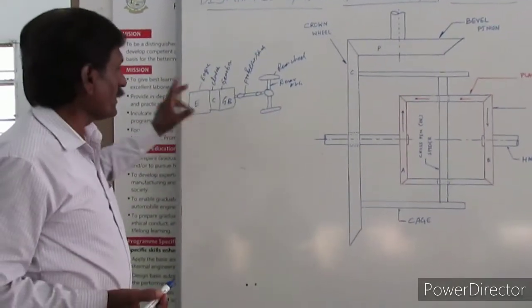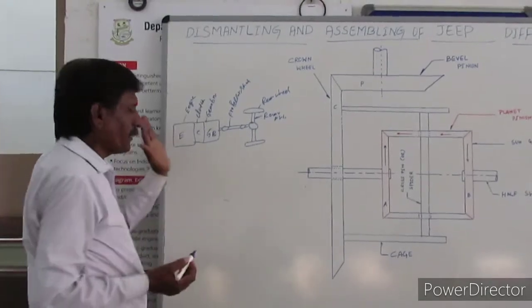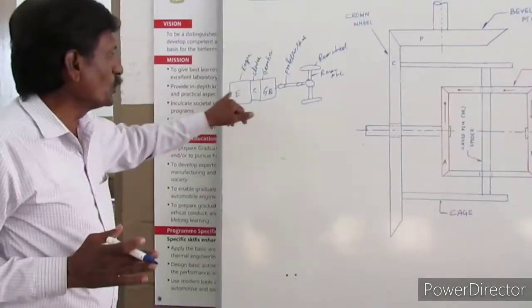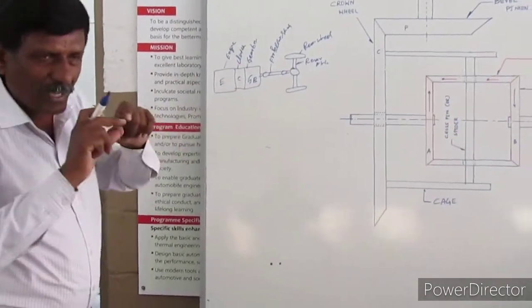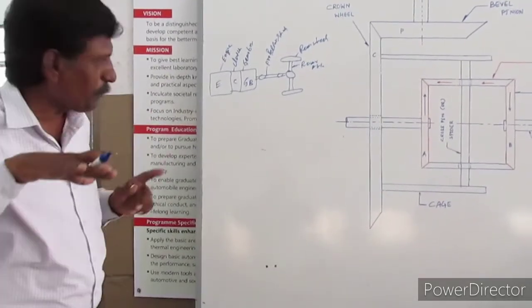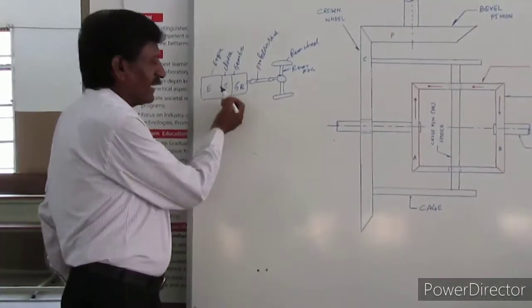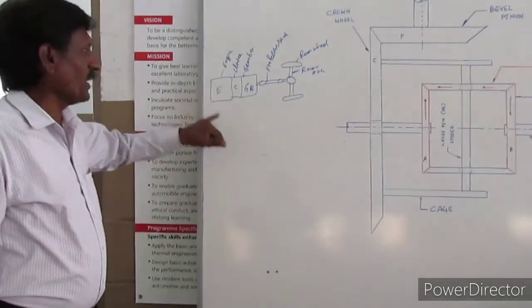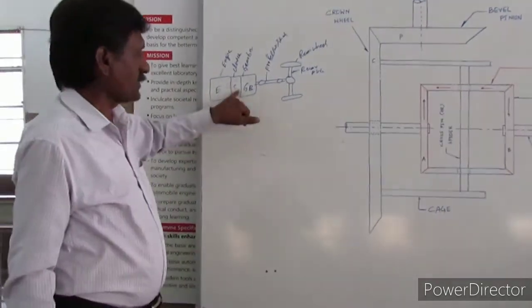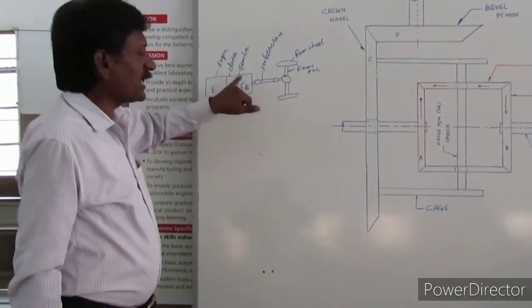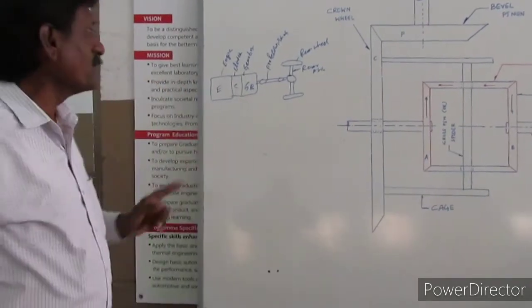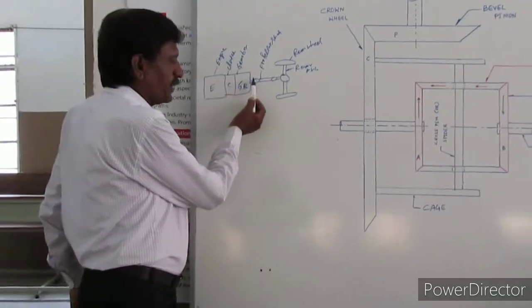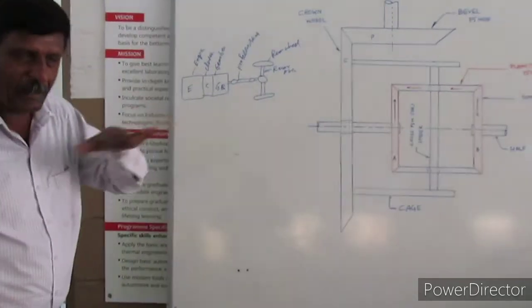In this case, to transmit the power from the engine to the clutch, these two shafts, the driving and driven shaft, are parallel to each other, that is, they are in the same plane, so we are using a clutch. Because of friction between the clutch plate and the flywheel, the power is transmitted from the engine to the clutch. Again, from the clutch, it is transmitted to the gearbox input shaft, and the gearbox input shaft and the gearbox output shaft are in the same plane.